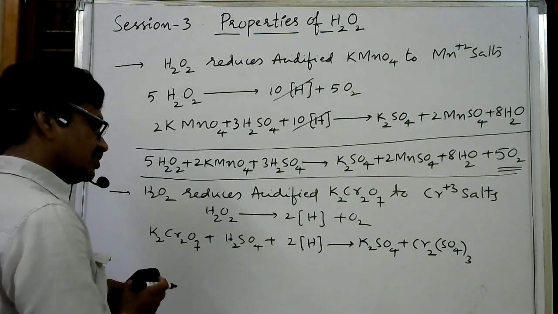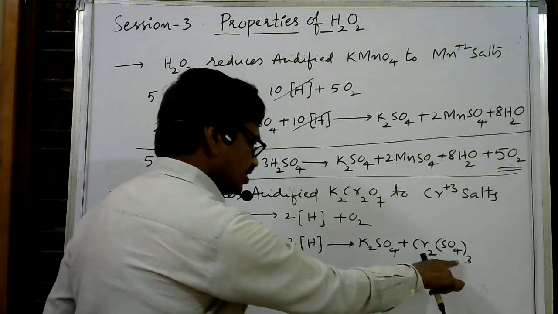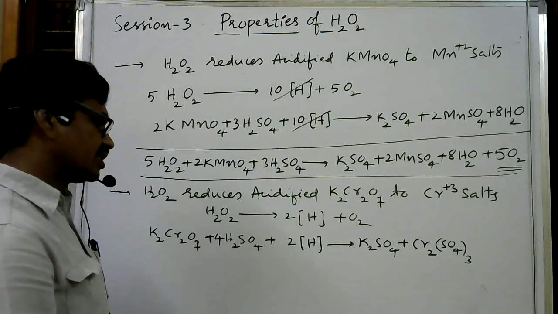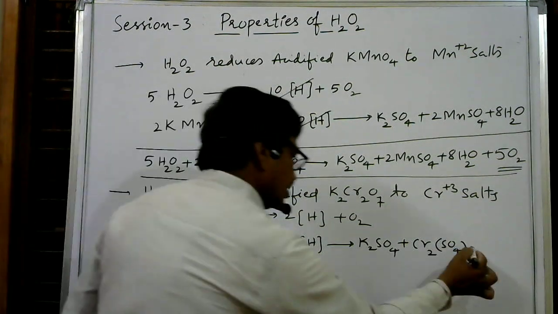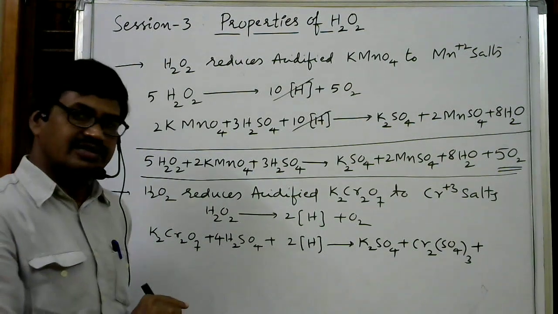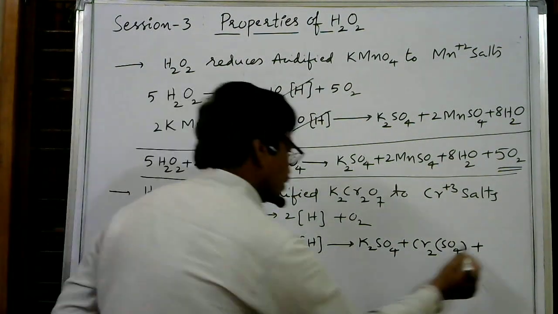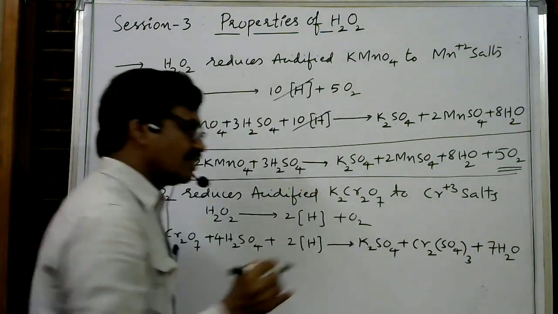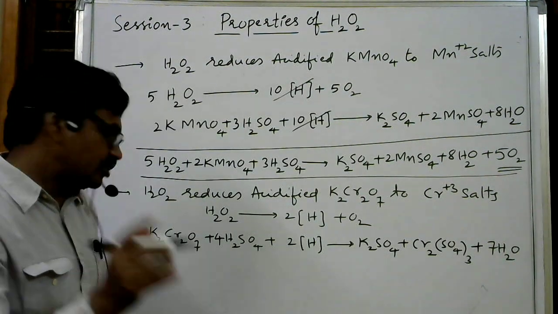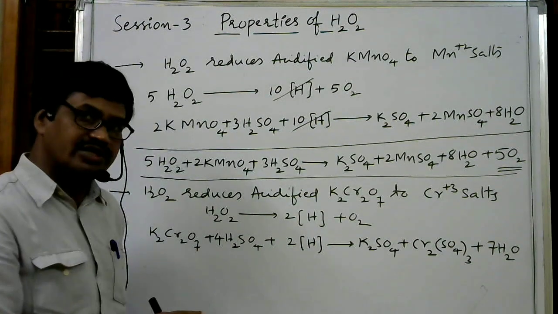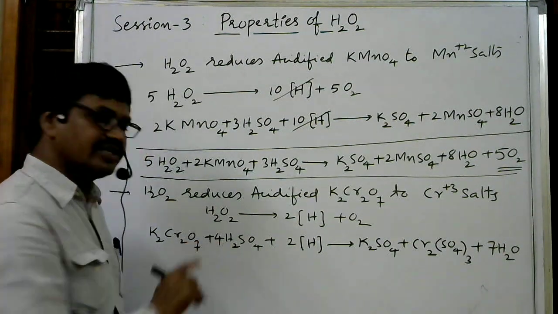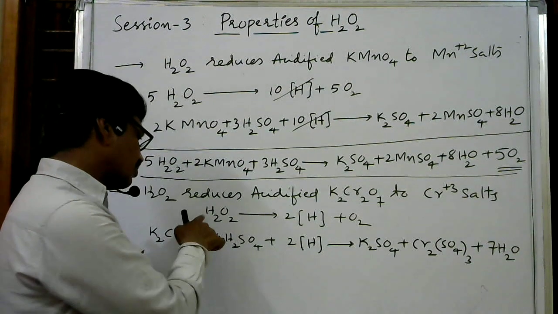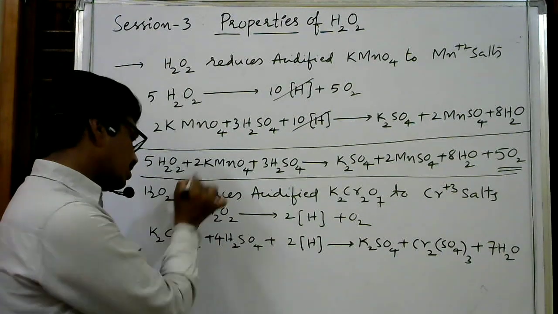So now how many sulfates are present here? 1 sulfate in potassium sulfate, 3 sulfates in chromium sulfate, total 4. Those 4 come from sulfuric acid. Then how many oxygens are present here? 7 oxygens are present, so 7 oxygens are converted into 7H2O. So total how many hydrogens? 14 hydrogens are present. Among 14 hydrogens, 4 into 2, 8 hydrogens are from sulfuric acid. How many hydrogens remain? 6 hydrogens. Those 6 hydrogens are from here. 6 hydrogens means we should take 3H2O2.